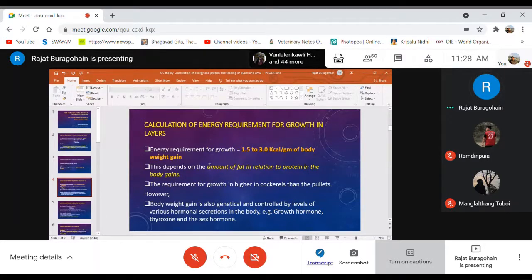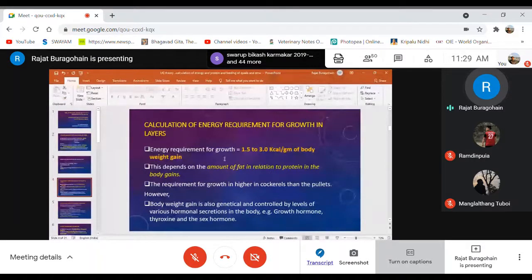In case of layer also, if there is deposition of fat, there may be more need of energy, compared to only deposition of protein. But deposition of fat is not desirable in case of layer. If fat is deposited during the growing stage, that means the body weight gain is more during the growing stage, in that case laying performance will not be better; it will be inferior, because when fat is deposited, it will affect the reproductive performance of the layer.